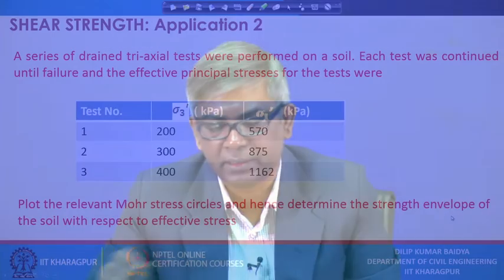Once again on shear strength. In my last lecture, I explained different types of triaxial test and how to find different types of soil strength parameters. I have taken one application, and I am planning to take a few more applications of how to find the soil strength parameters from the different tests. So, let me take the first one something like this.